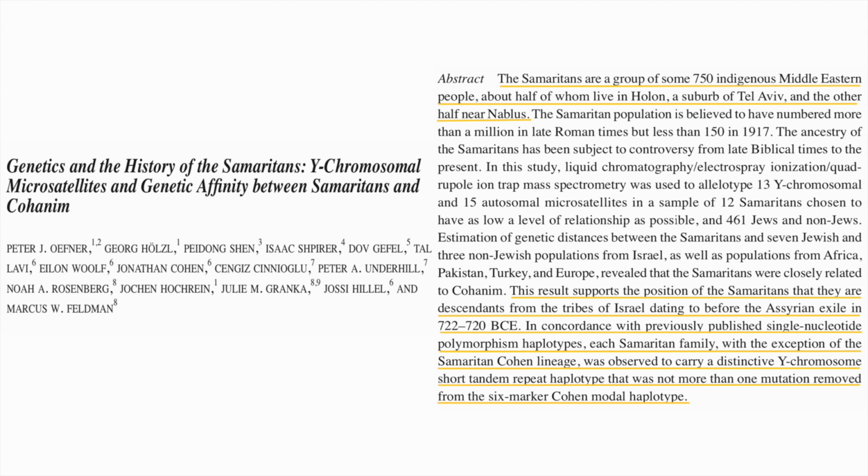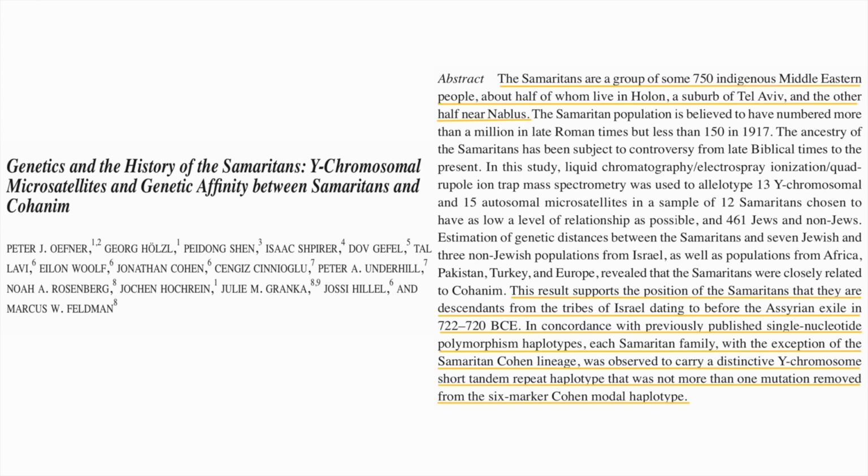According to the genetic paper titled Genetics and the History of the Samaritans: Y-chromosomal microsatellites and genetic affinities between Samaritans and Kohanim, it reads, the Samaritans are a group of some 750 indigenous Middle Eastern people, about half of whom live in Holon, a suburb of Tel Aviv, and the other half live near Nablus. The results support the position of the Samaritans that they are descendants of the tribes of Israel dating to before the Assyrian exile in 722 through 720 BCE, in correspondence with previously published single nucleotide polymorphism haplotypes.